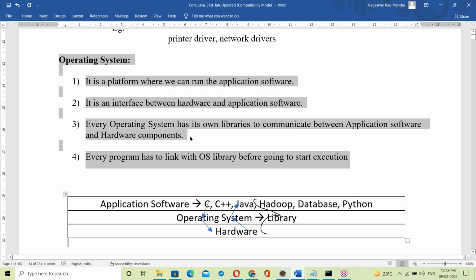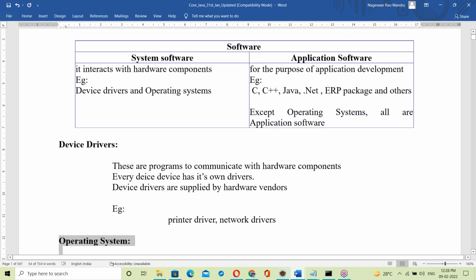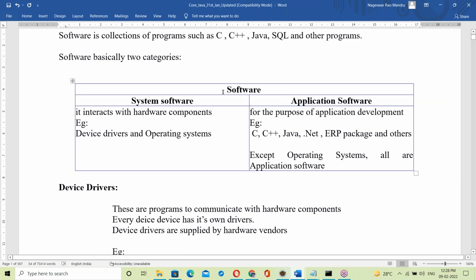Don't worry about running notes. Running notes are not necessary, just follow the document. So this is about the OS. Now, system software, for example the OS, that is clear. Okay, next, application software.